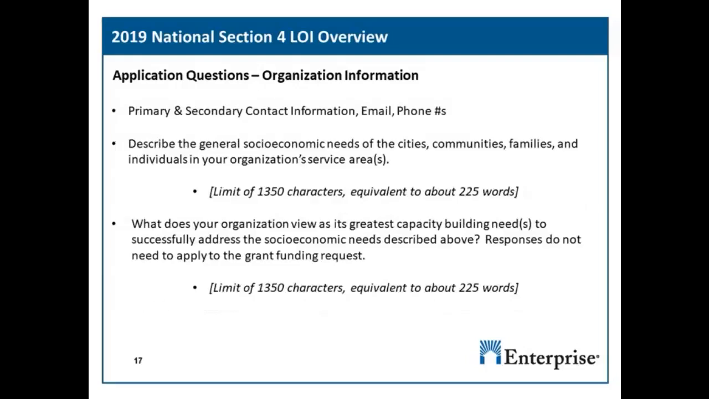The next set of questions have to do with the primary and secondary point of contact for us. And remember, as Kate had mentioned, we should not see any consultants listed here, only the names of staff in the organization that is applying. So then you'll be asked to describe the general socioeconomic needs of the cities, communities, families, and individuals in your organization's service area, and also what you see as your greatest capacity building need. And this doesn't necessarily relate to your grant project, and you won't be scored on it. It's just giving us a sense of the field and where your highest capacity building needs are.